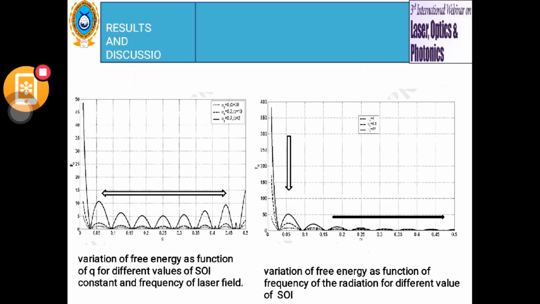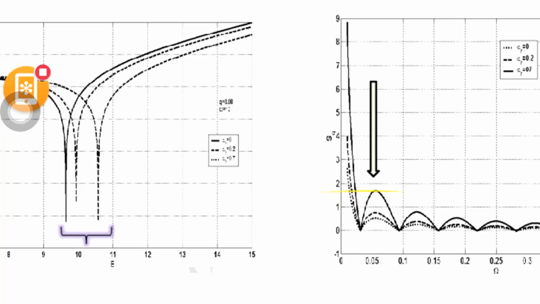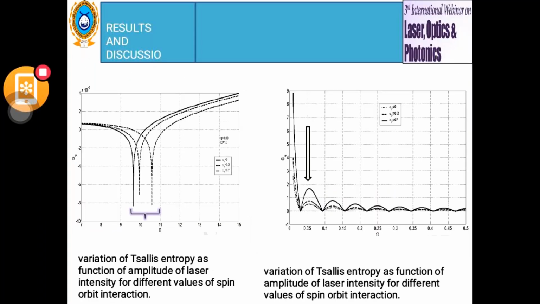We now study the Tsallis entropy, and the Tsallis entropy as a function of, in the first figure, the amplitude of laser for different values of spin-orbit interaction. As we said, the spin has the capacity to create more accessible states.